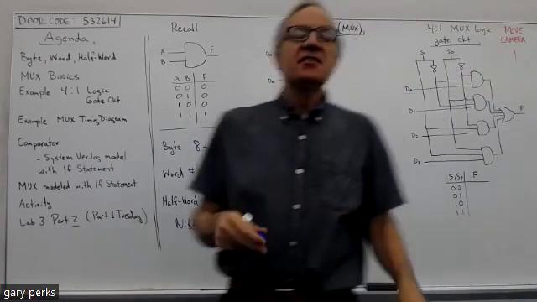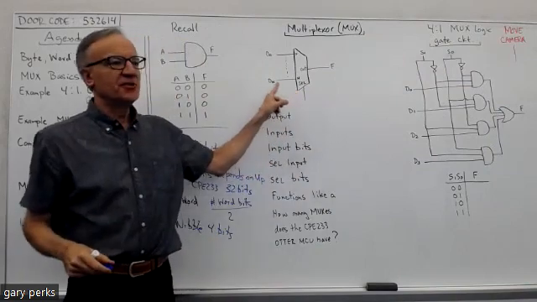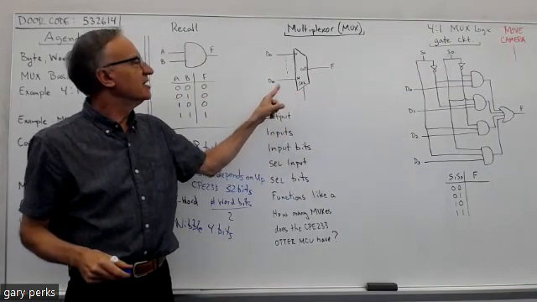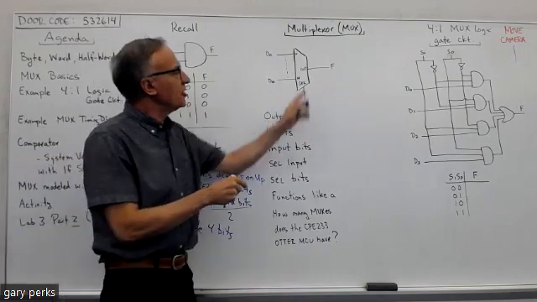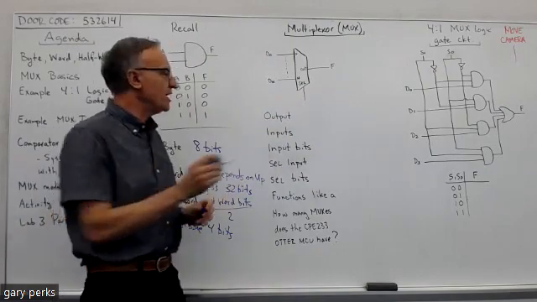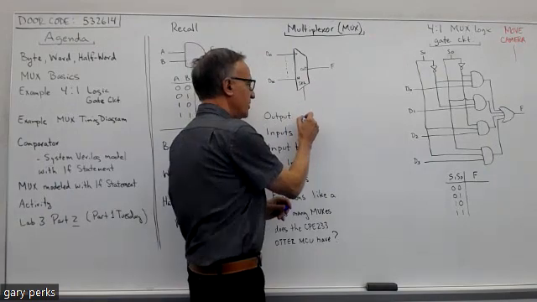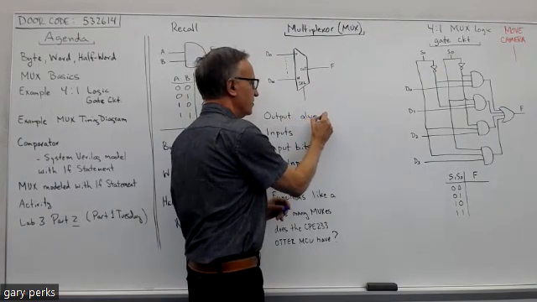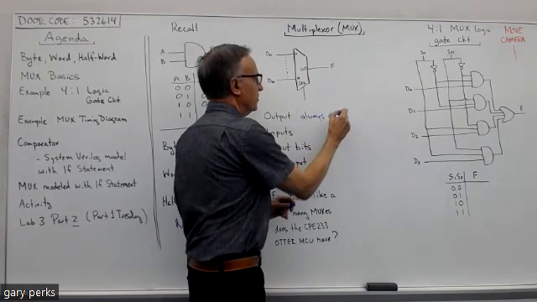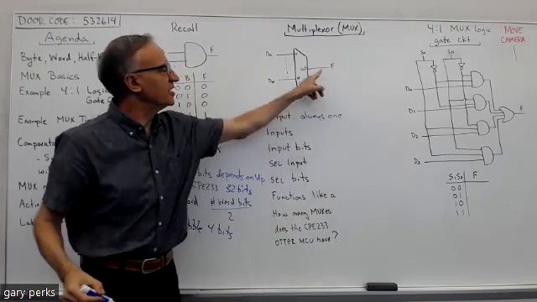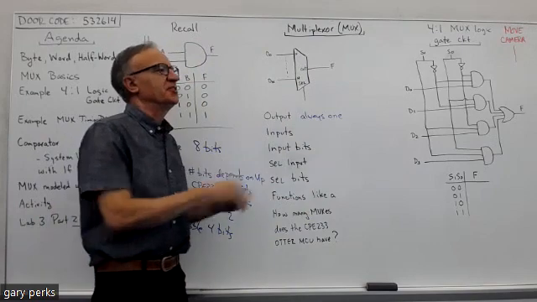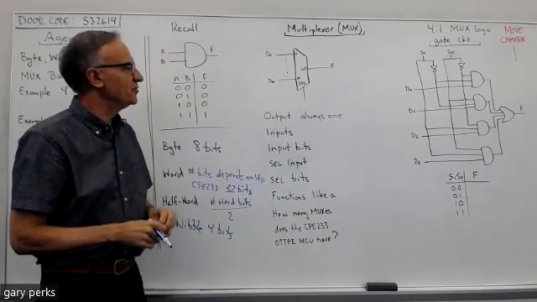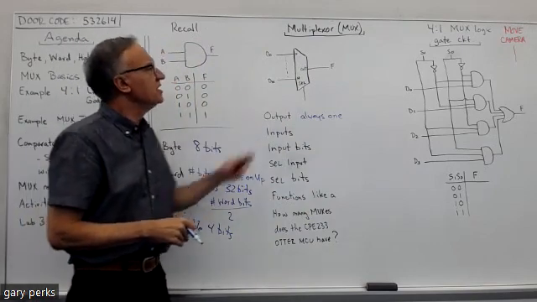So this is the symbol for a multiplexer. It has this unique symbol. A multiplexer always has one output. So here, our output I labeled F, and on the multiplexer itself, I just put out. You can label the output whatever you want.